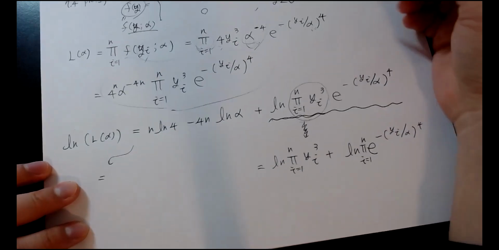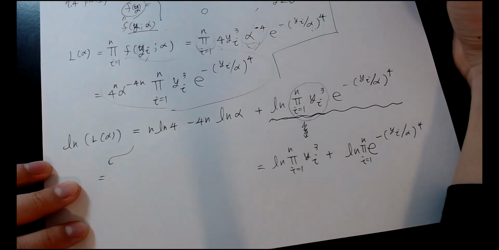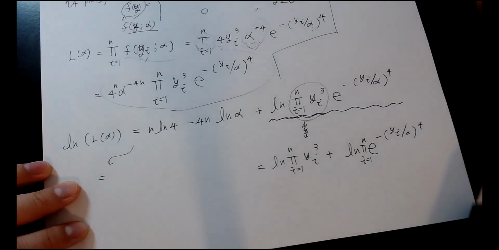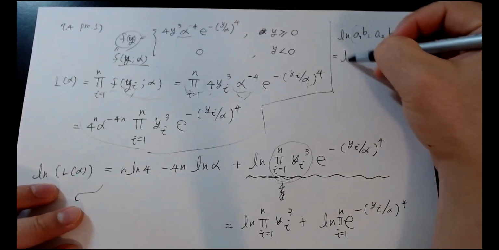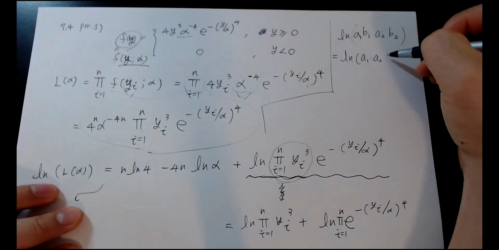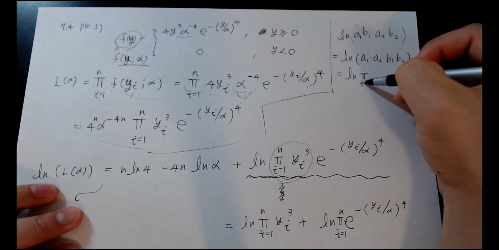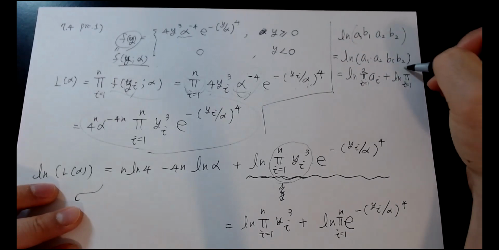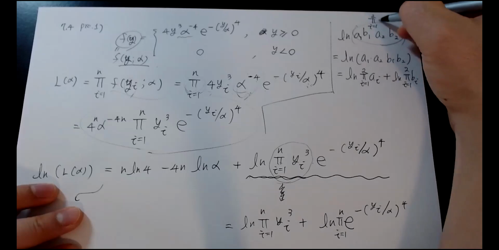If you don't understand, think about this. The natural log of, for example, a times b, let's say a1 times b1 times a2 times b2. Then we can say this is equal to the natural log of a1 times a2, and then b1 times b2. We just rearrange them. So this is the natural log of the product of ai, i goes from 1 to 2, plus the natural log of the product of bi, i goes from 1 to 2. So the product of ai bi can be split like that.